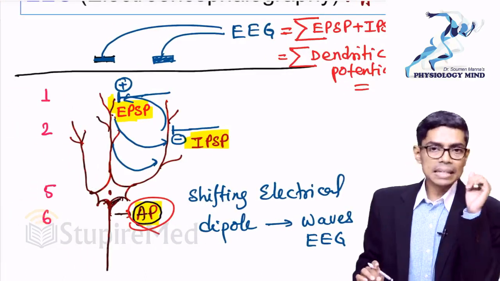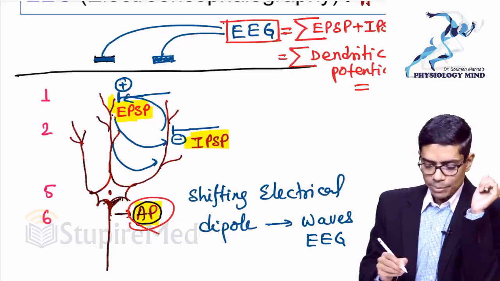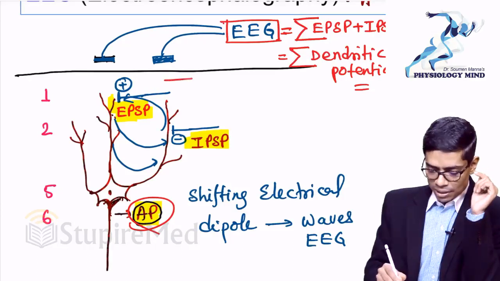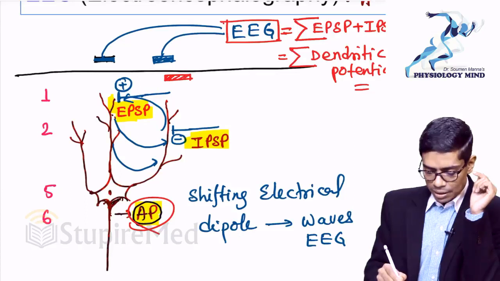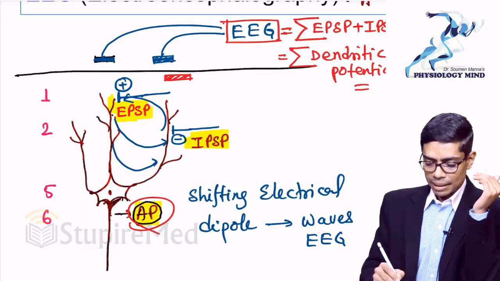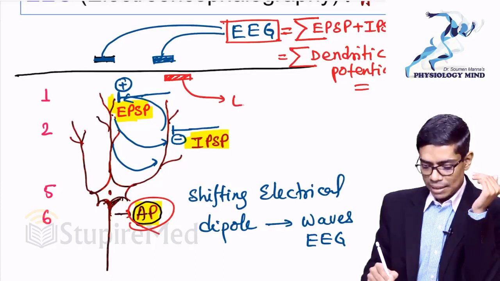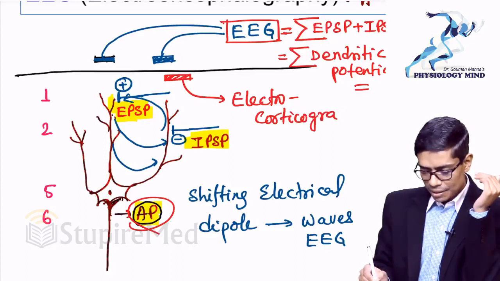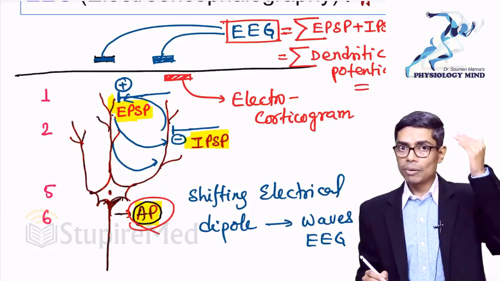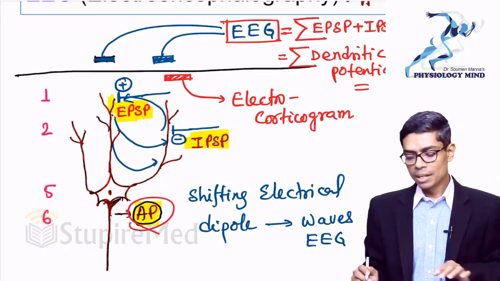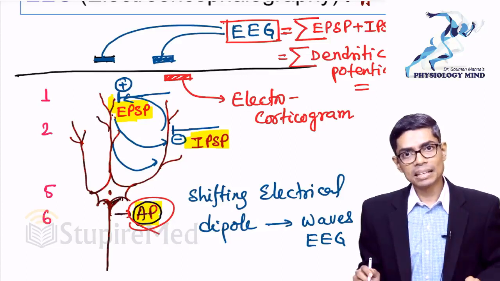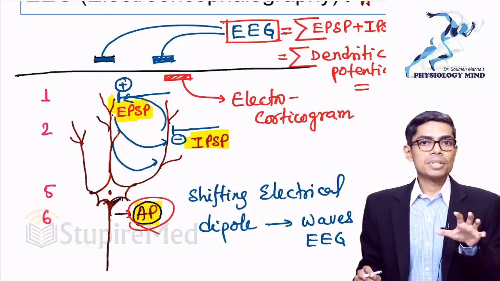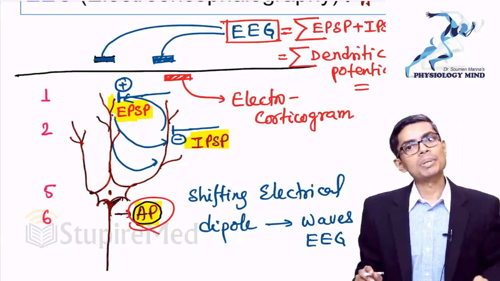Now rather than placing the electrode on the surface of the scalp, which is generally done in case of EEG, if you place the electrode directly over the surface of the cortex here, okay, just above the pia mater, then the same recording is known as electrocorticogram. This is known as electrocorticogram, just above the cortical surface of the brain, above the pia mater. So this is electroencephalography and electrocorticography. Now, EEG is produced spontaneously, so that is spontaneous activity of the brain.